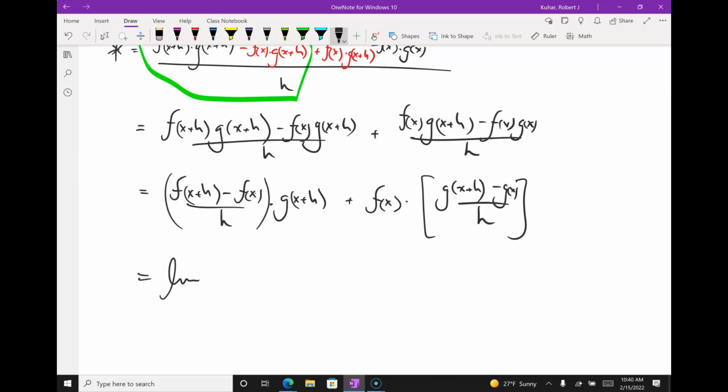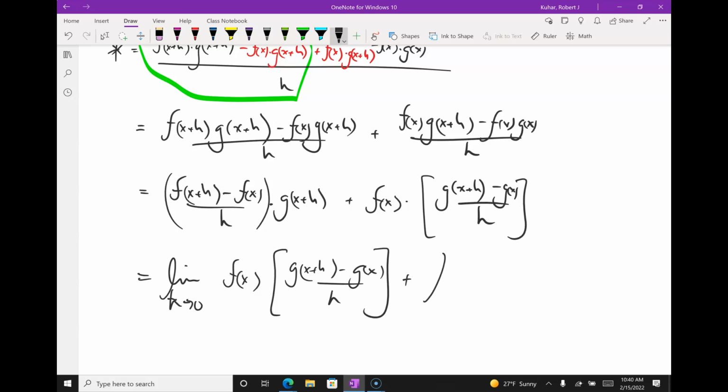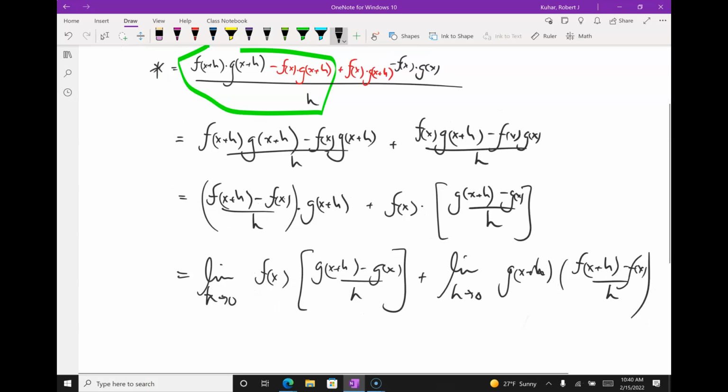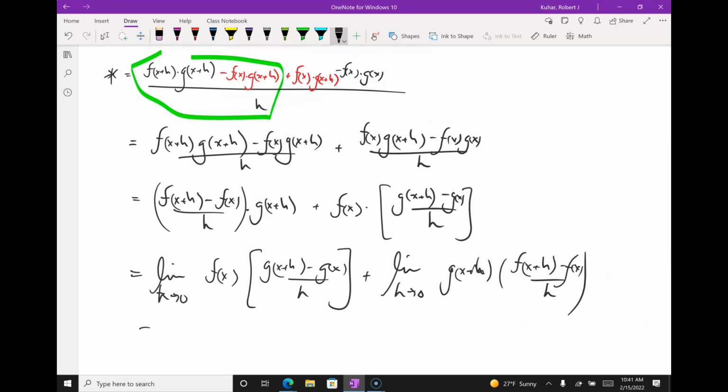So I'm going to do the limit as h goes to 0 of f of x times g of x plus h minus g of x all over h, plus the limit as h goes to 0 of g of x plus h times what eventually will become my f prime. So it looks like I'm ready to take my limits. I get f of x times g prime of x. You can see my diagonal now, right? Can't you see it? That loop?